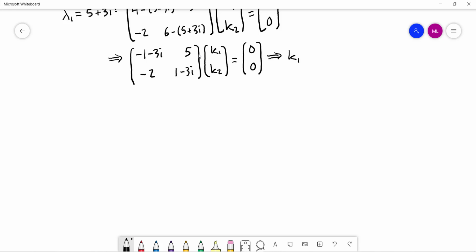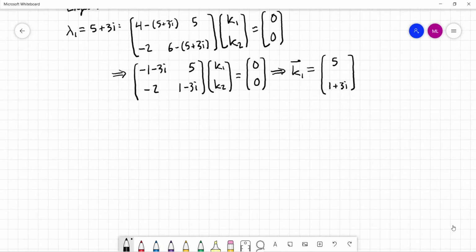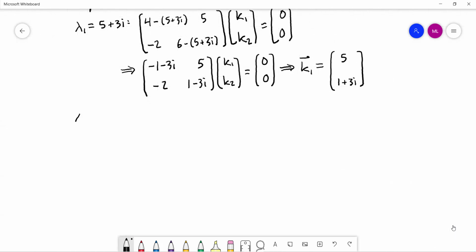So this is going to give us a vector for our first eigenvector that I can get by taking these two entries and swapping the order. So it's going to be 5 on top, and the negative 1 minus 3i on the bottom, but I just need to flip the signs, so it's going to be 1 plus 3i on the bottom. So there's my first eigenvector. From here, if we were to try the second eigenvalue, which was 5 minus 3i, what we'll basically get is a result that isn't really fundamentally different from the one that we just got.